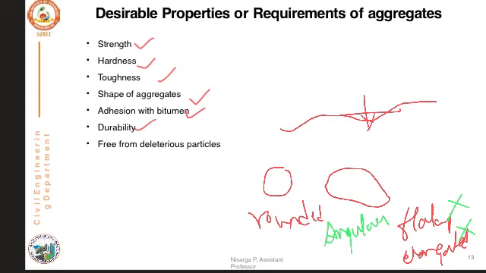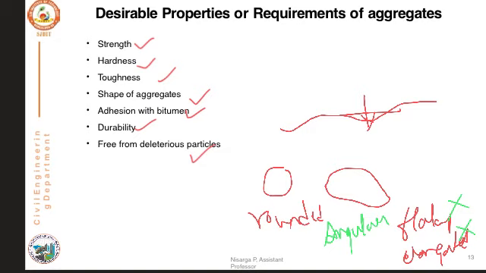The next property is durability. We know that all the materials that we use in road construction work must be durable. So here also the aggregates that we use must be durable. They should not undergo any change in physical or chemical property due to weathering action or when exposed to climatic conditions.